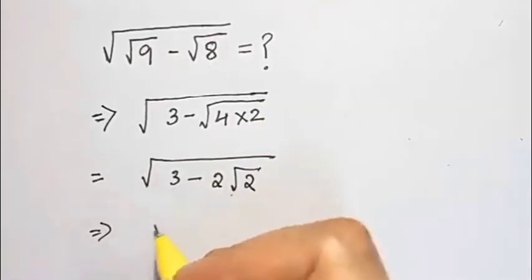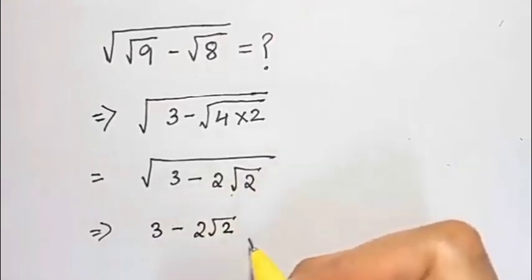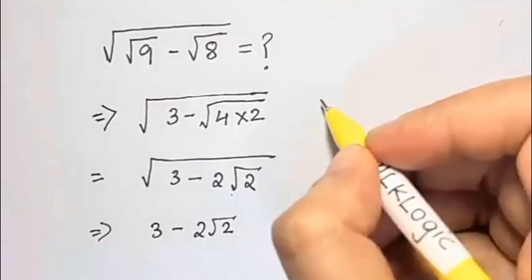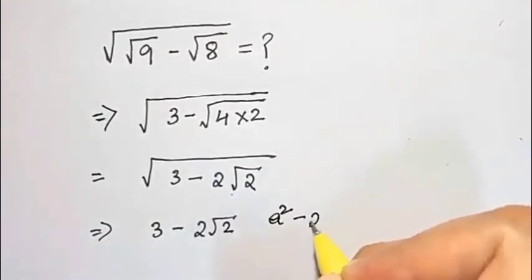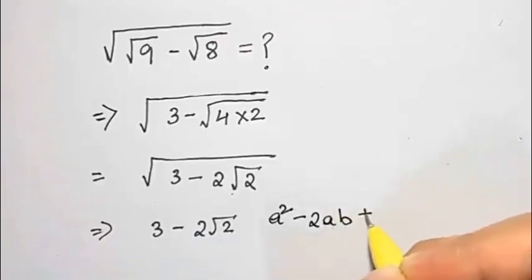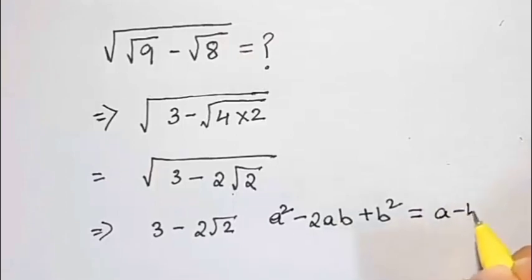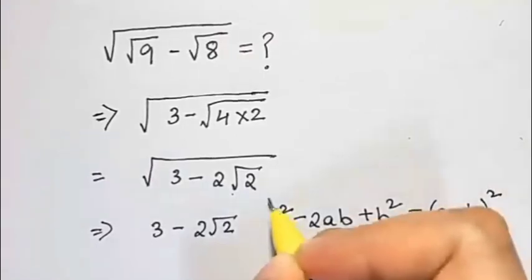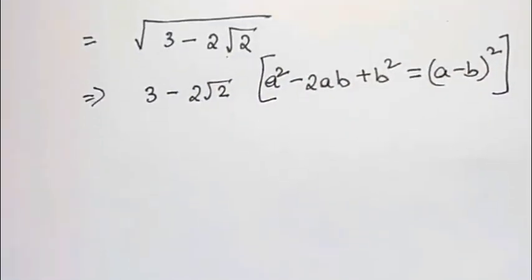Now what is under the bracket? We're going to write that 3 minus 2 root 2. And this we're going to simply write in the form of a squared minus 2ab plus b squared, and that is equal to a minus b the whole squared. So we are just going to write it in this form.